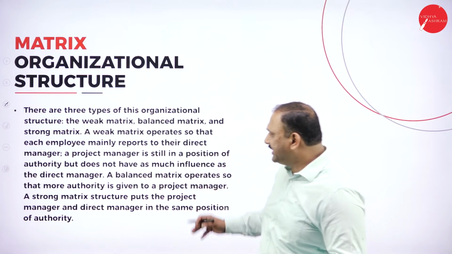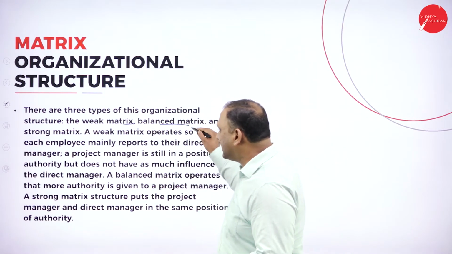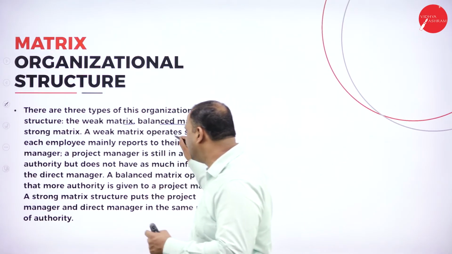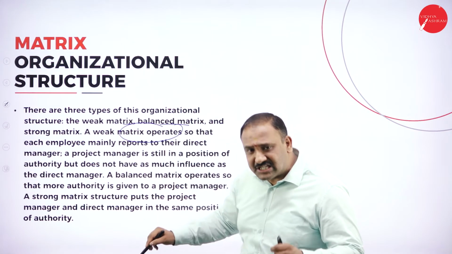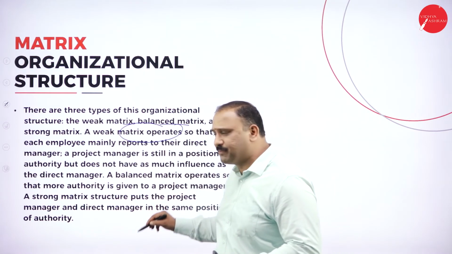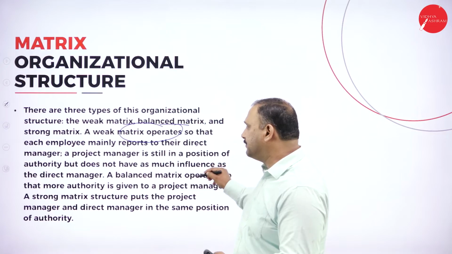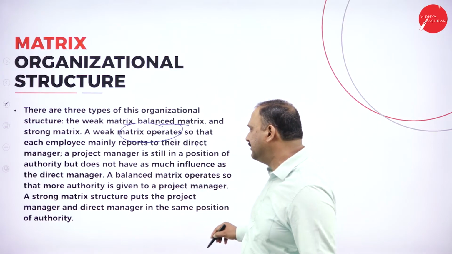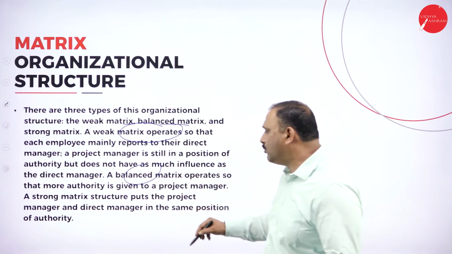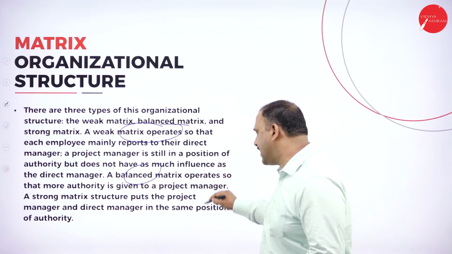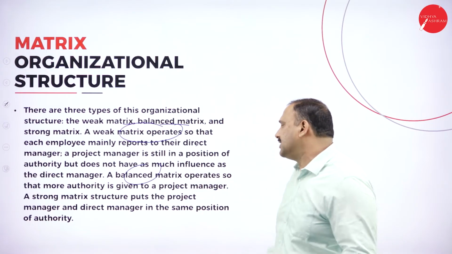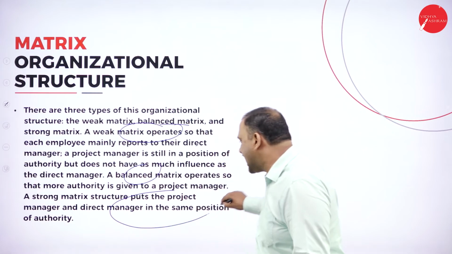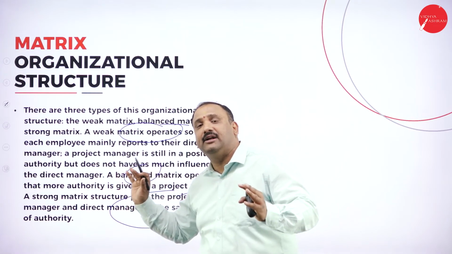Followed by, there are three types: the weak matrix, the balanced matrix, and the strong matrix. A weak matrix operates so that each employee only reports to the direct manager. A project manager is still in a position of authority but does not have much influence. A balanced matrix is where more authority is given to the project manager, but a strong matrix is one that puts the project manager and the direct manager in the same line of authority.